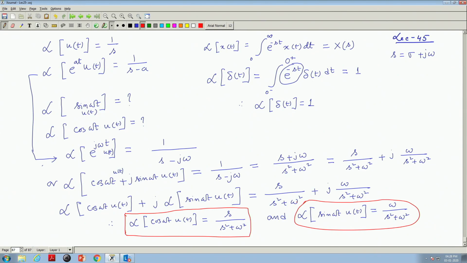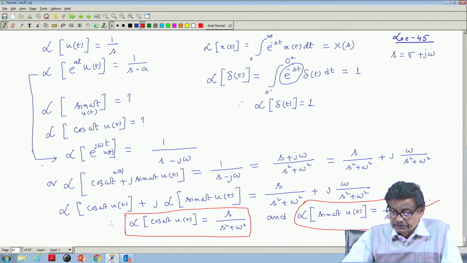So, for cos, the numerator is s and the denominator is s square plus omega square, in both cos and sin Laplace transforms. For sin omega t, the numerator will be omega, over s square plus omega square. That I must remember correctly. Okay. Therefore, these are the Laplace transforms of these two important sinusoidal functions, sine and cos.